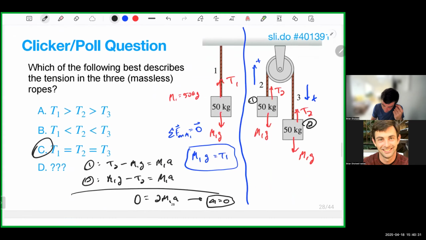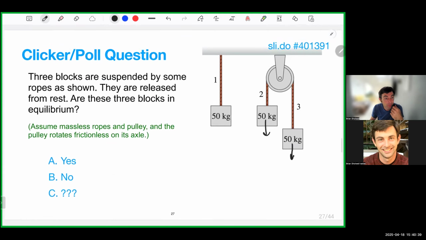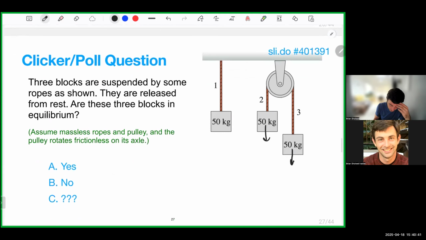And so, as we showed in class in some detail, this is actually in equilibrium. And we showed in class that the acceleration was 0 here. So are these blocks in equilibrium? Yes.